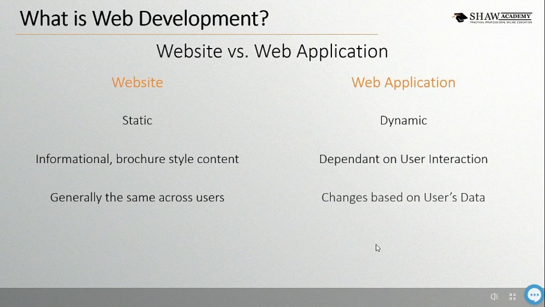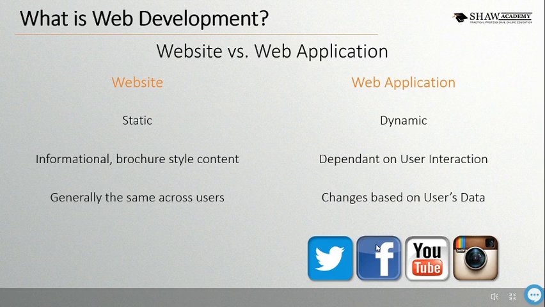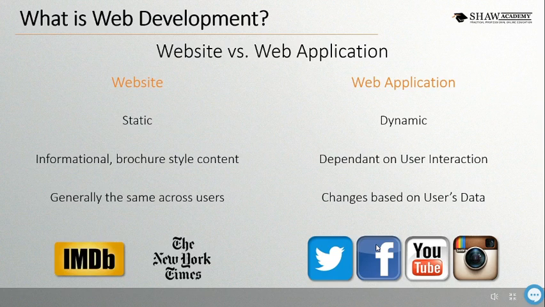A web application, on the other hand, is dynamic, and this means that the content is frequently changing. It's dependent on user interaction and will change based on what the users do inside that application. So this means the content is dynamically generated on a user by user basis. A great example of a web application would be Facebook. When you log into Facebook, you see a completely personalized newsfeed of posts from your friends. You can make a post and what you see on your page will change immediately. And your post will also change what your friends see on their newsfeed.